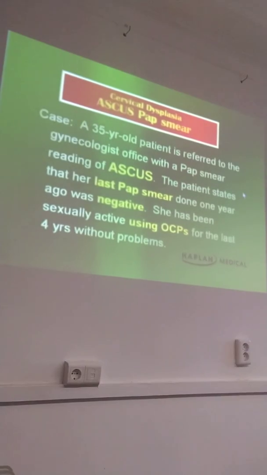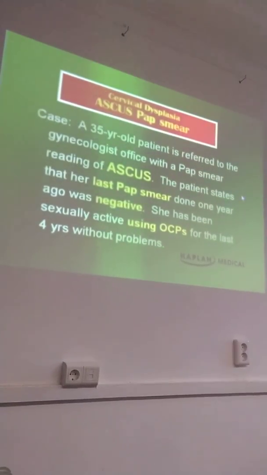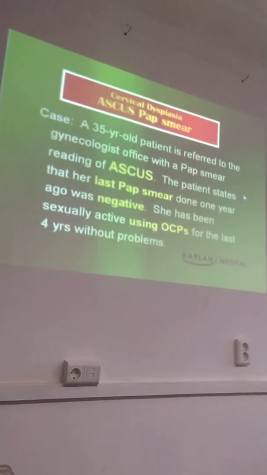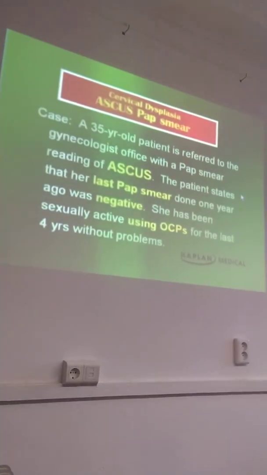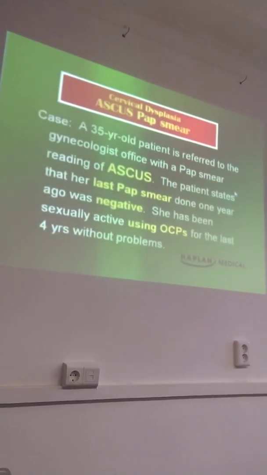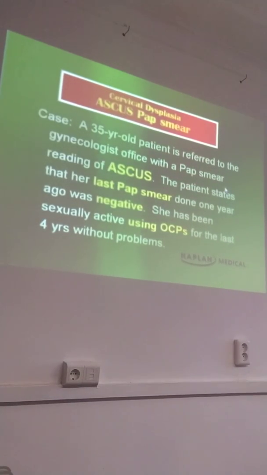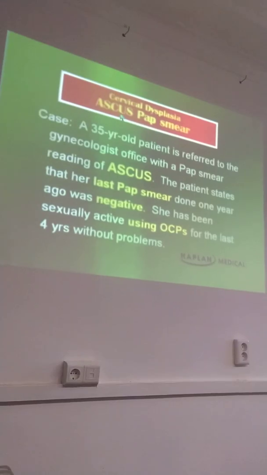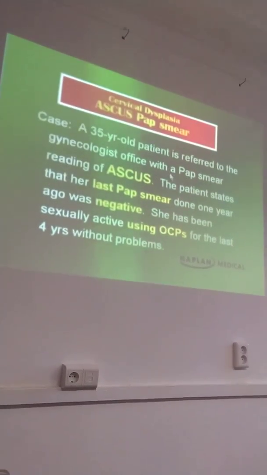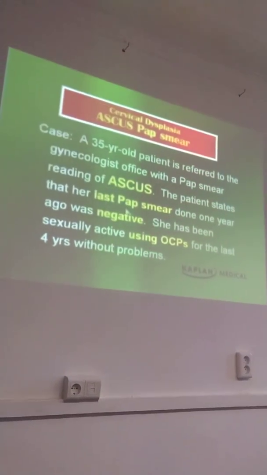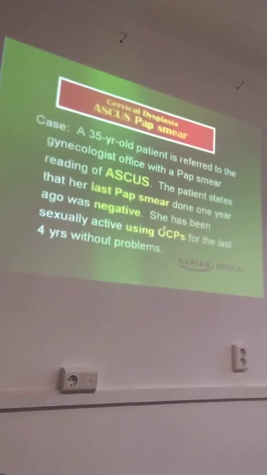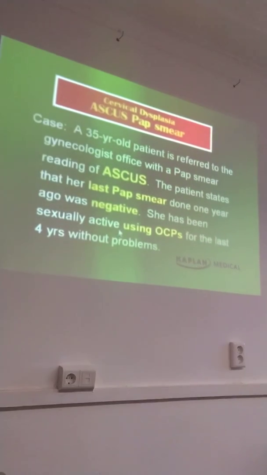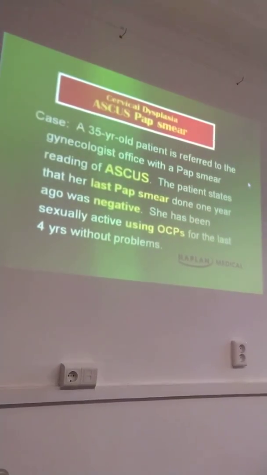All right, let's start with the least severe of the Bethesda 3 classification. The normal, of course, is no intraepithelial lesion or cancer. As we move on, we get ASCUS, atypical squamous cells of uncertain significance. A 35-year-old patient is referred to the gynecologist with a Pap smear of ASCUS. Her last Pap smear was normal, she is sexually active, using OCPs. Basically, what do you do with an ASCUS?